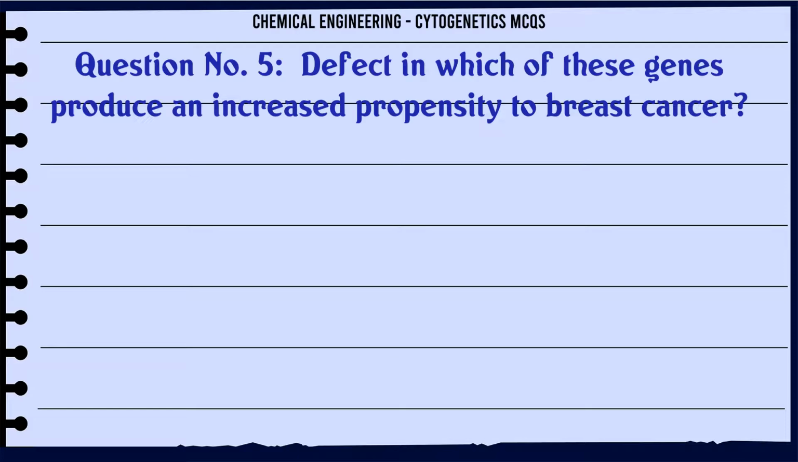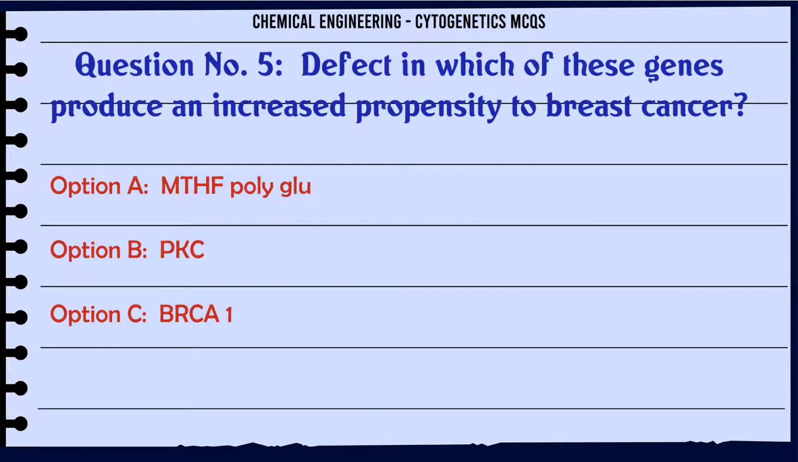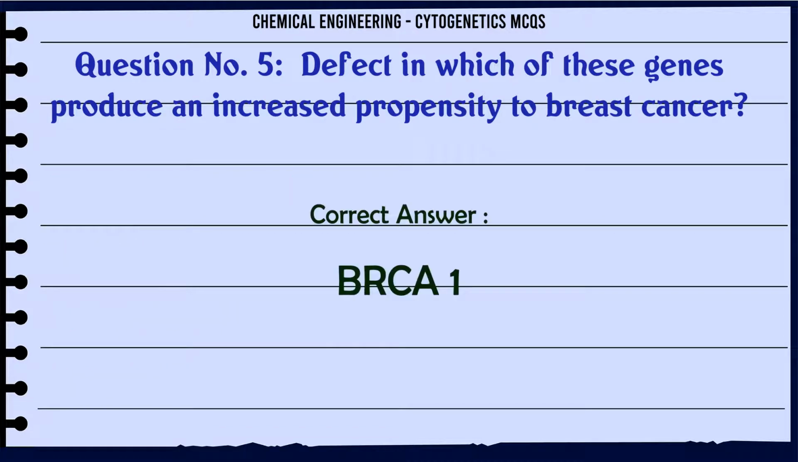Defect in which of these genes produce an increased propensity to breast cancer? A) MTHFR, B) PKC, C) BRCA1, D) XPB. The correct answer is BRCA1.